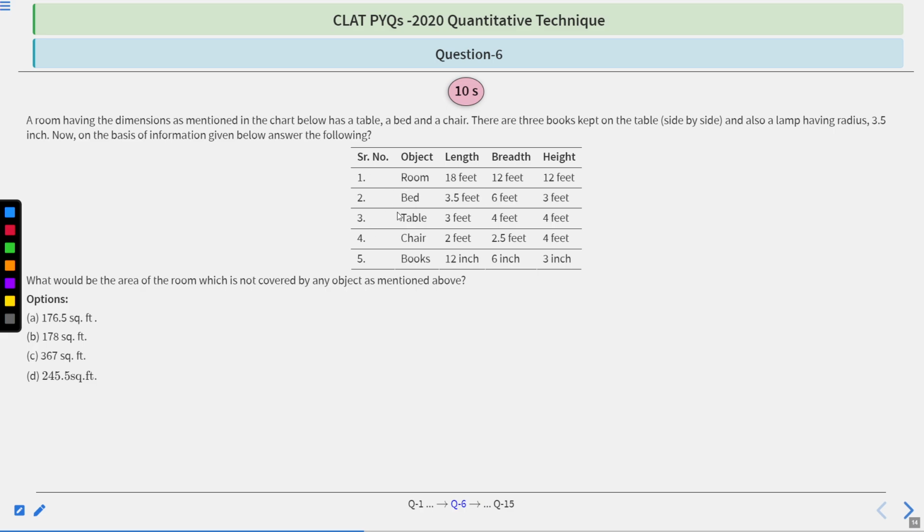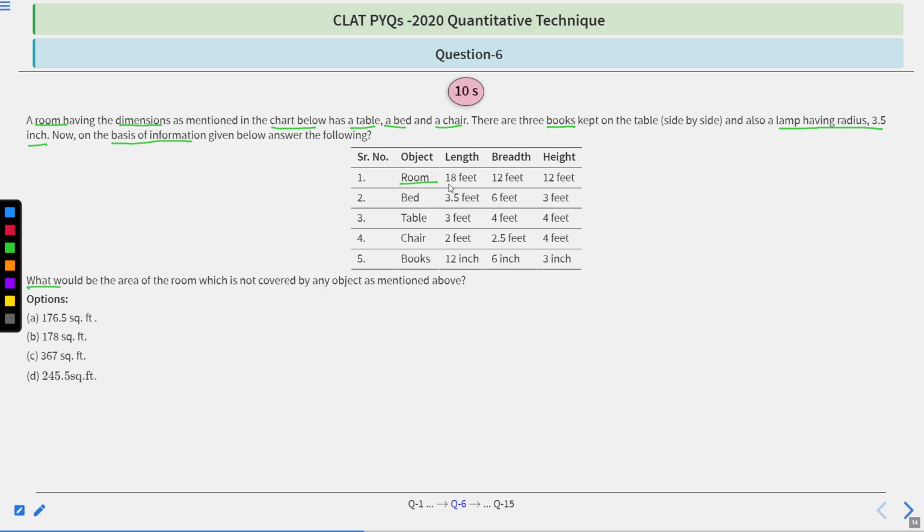Here, different information is given to you. Let me quickly go through it. A room has the dimensions mentioned below in the chart, for a bed, a chair and a table. There are 3 books kept on the table side by side, and also a lamp having a radius of 3.5 inch. Now, on the basis of the information given below, answer the following questions. Let me read this table for you.